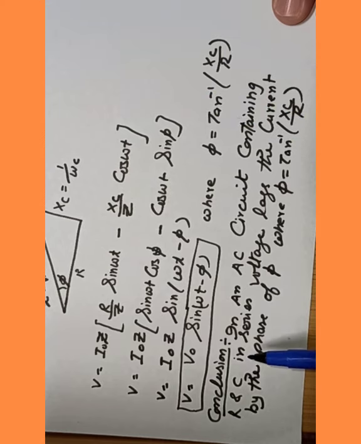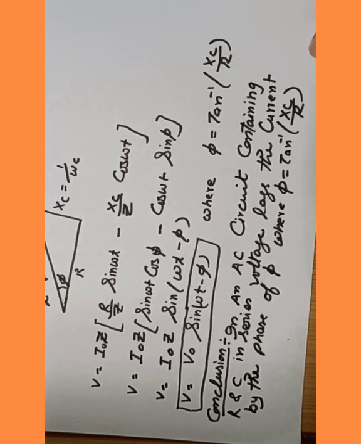Then we can conclude that in an AC circuit containing ohmic resistance and capacitor in series, the voltage lags the current by the phase of phi, where phi equal to tan inverse XC upon R. We can make the phasor diagram also out of this. Let us see it.